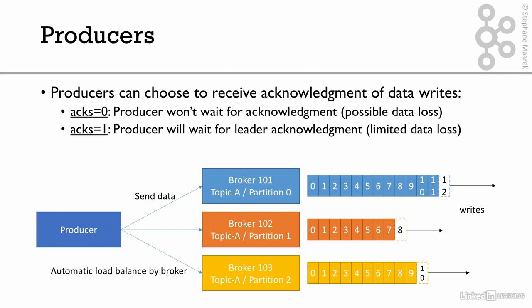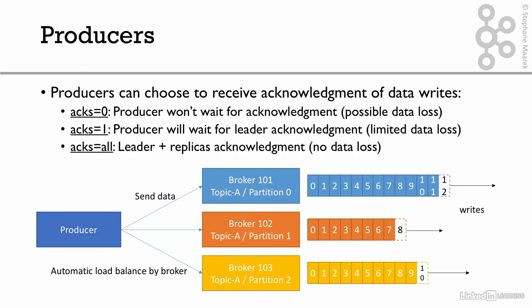acks=1 is the default, where the producer will wait for the leader to acknowledge. It sends data, for example, to partition 0 on broker 101, and when the broker has it and has written it, the broker says, all right, I have it, here's the acknowledgement. So there's limited data loss. We'll see when data loss happens for this case.